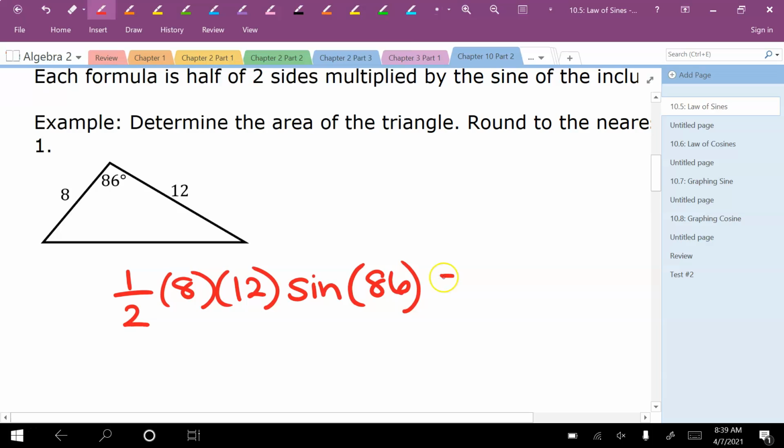And you should, if you want to, be able to just write this all out in your calculator, type it all in as one big sentence here, and it should calculate that for you, because you're just doing a big multiplication problem. So you can do 1/2, or you could do 0.5 if you want to just use a decimal, and then times 8 times 12, and then times the sine of 86.